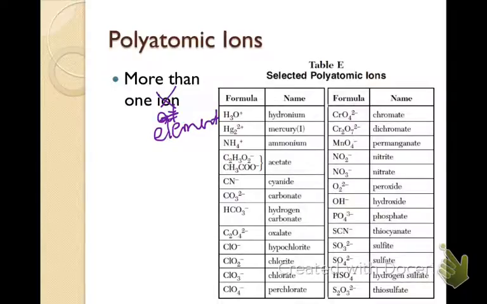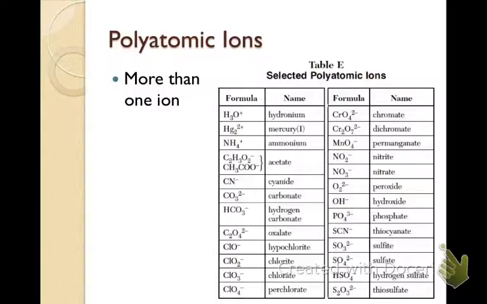So for example, and again this is all in Table E, hydronium has a hydrogen and an oxygen. Mercury is one of those little weird exceptions, but ammonium has nitrogen and hydrogen. Acetate has carbon, hydrogen, oxygen; cyanide, carbon, nitrogen, etc. So it's more than one element listed on these. You will need to memorize these, and I know it sounds silly to memorize them because they're listed on Table E for you, but I want you to recognize them.